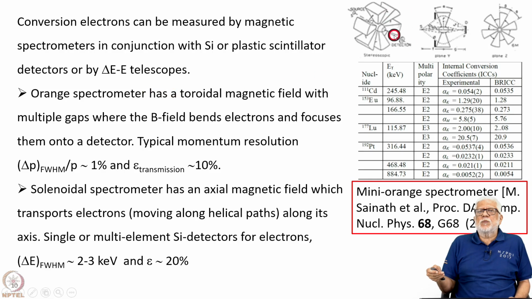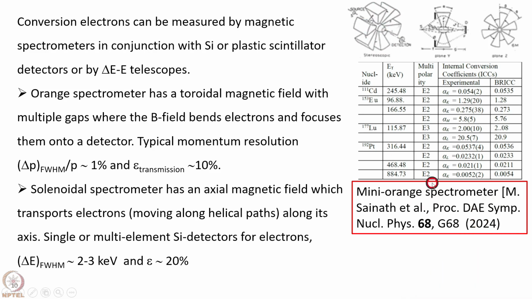So, electrons are produced here and they can get detected here or vice versa, and they get bent by the magnetic field between these two pole pieces, and there are 6 such pole pieces, so it is like an orange. That's why it's called an orange spectrometer, and this is data taken from one of the proceedings of the DAE symposium, where they have used this mini orange spectrometer, an electron spectrometer built from permanent magnets.